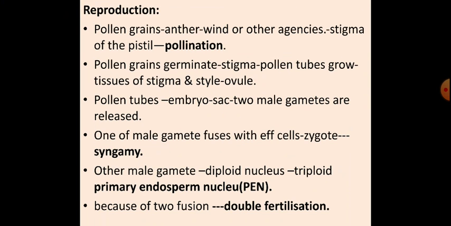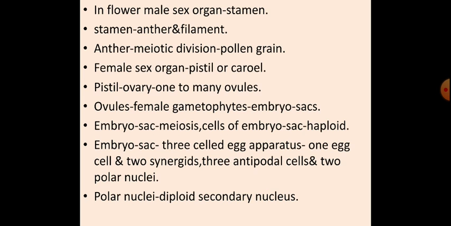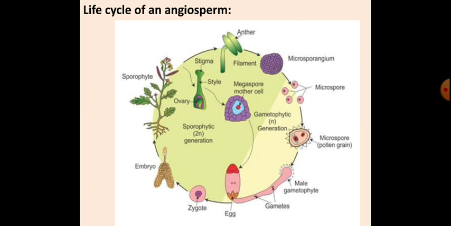Steps of reproduction. Pollen grains, after being released from the anther, are carried by the wind or by various other agencies to the stigma of the pistil. This is the first step. I said the stamen is the male sex organ, which is divided into anther and filament. The anther will undergo meiotic cell division and release pollen grain.